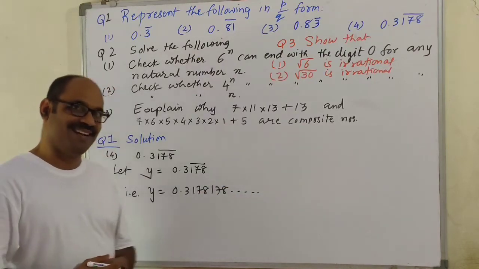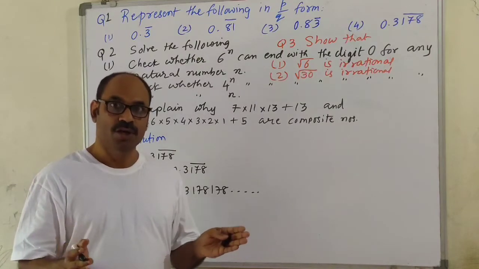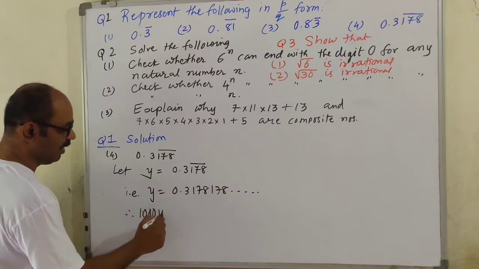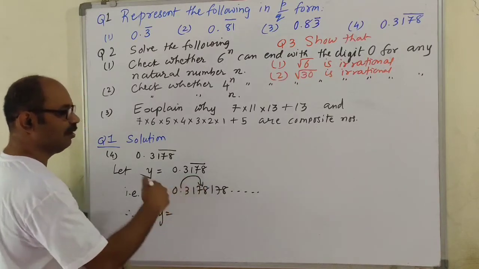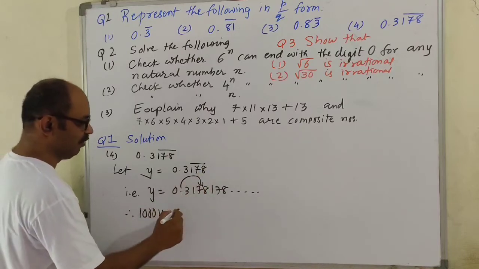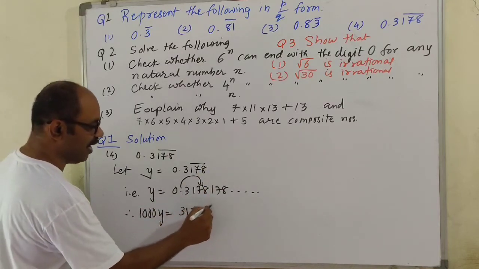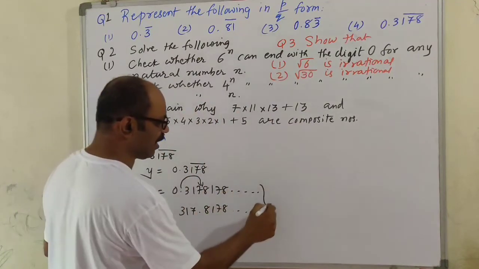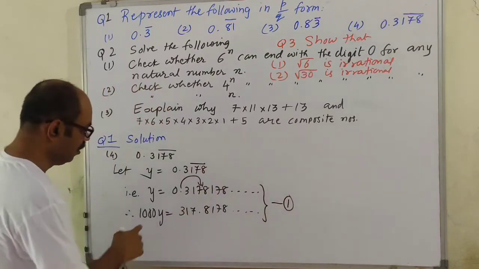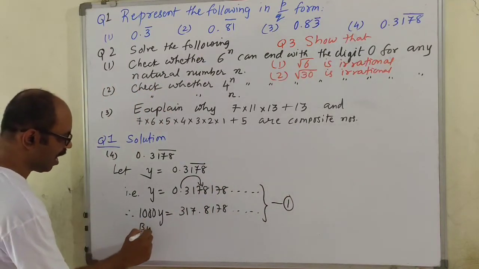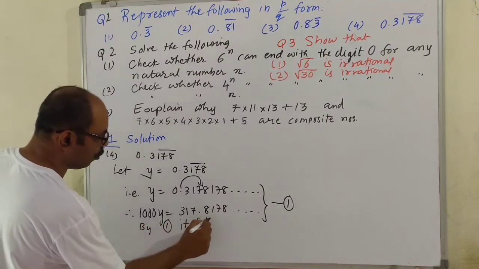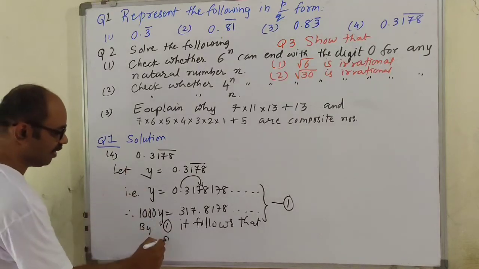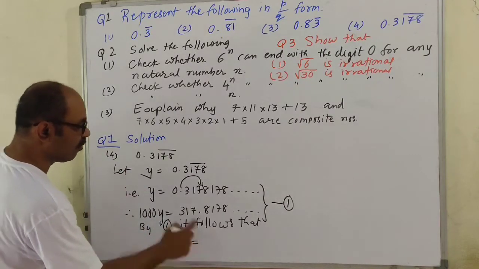Children, how many digits are recurring or repeating? 3. So what should you multiply on both sides? 1000. Correct. 1000y is equal to, here we will directly multiply by 1000, so 3 digits will shift to the right, 317.8178 dot dot dot. Make the adjustment while subtracting. Result 1. 1000 okay, by 1 it follows that 1000y minus 1y, 999y is equal to this.